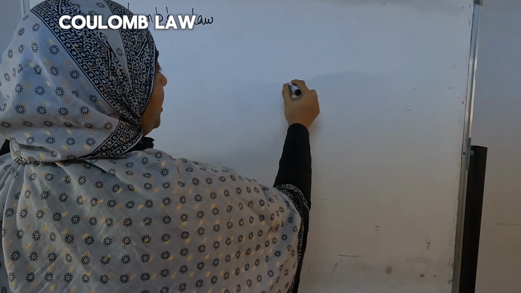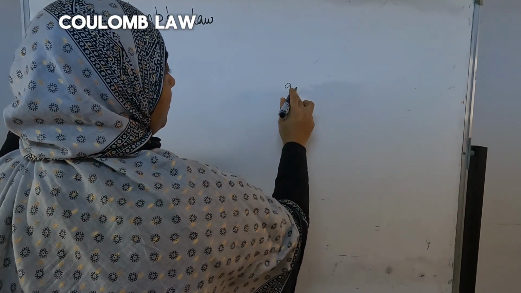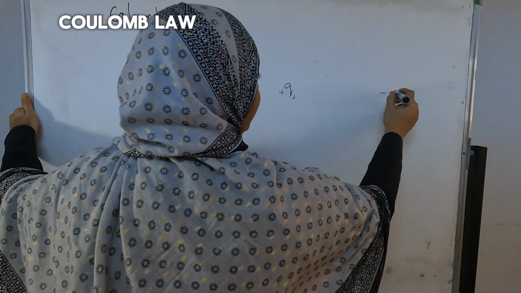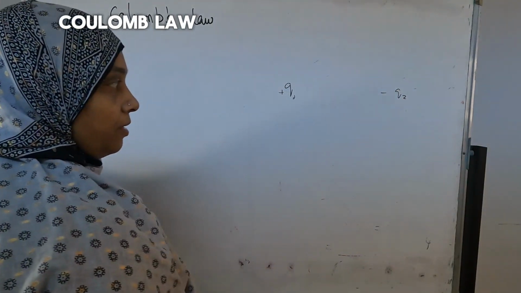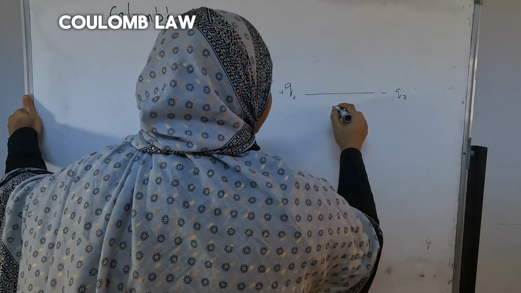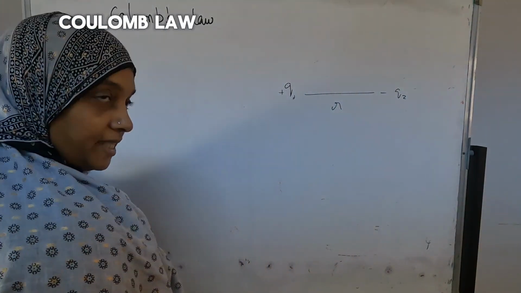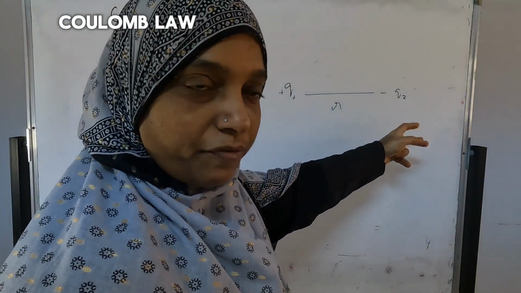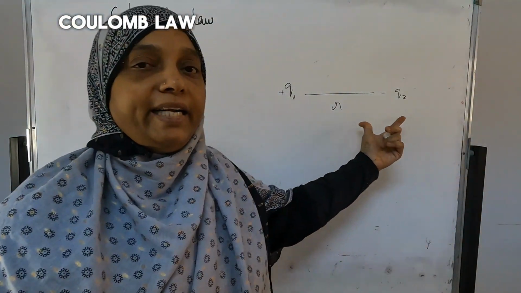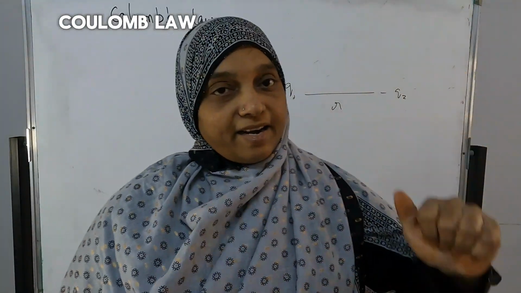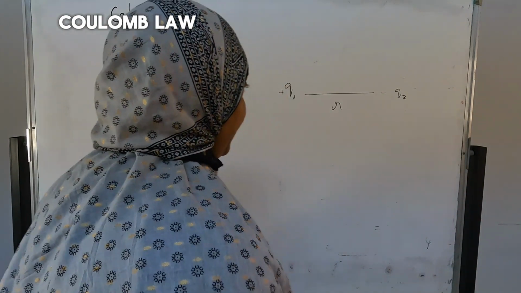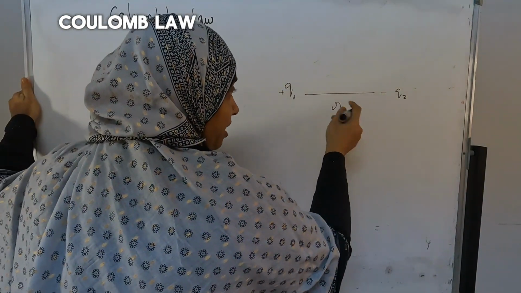Suppose one is positive, another one is negative, and the distance between them is R. This time it will be an attractive force. We are going to give the net force acting between them, and it will be attractive because opposite charges are there. So how are we going to calculate that?